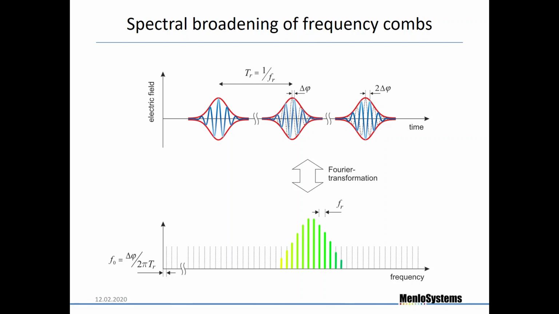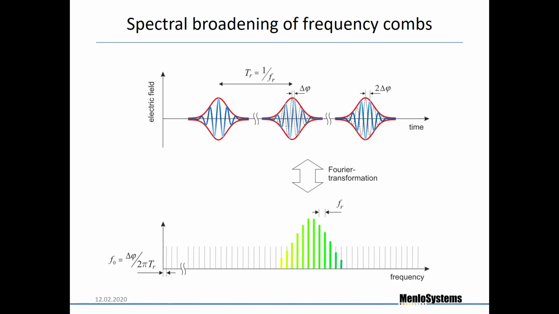And we find this again in the time domain image by looking at the phase of the carrier wave relative to the envelope. So let's say we start with a phase delay of 0, then in the next pulse we might have a phase delay of delta phi, and then 2 delta phi, 3 delta phi, and so on. And this corresponds to a frequency, the offset frequency. And this comes from dispersion that you have inside of the laser cavity that generates the pulse train.